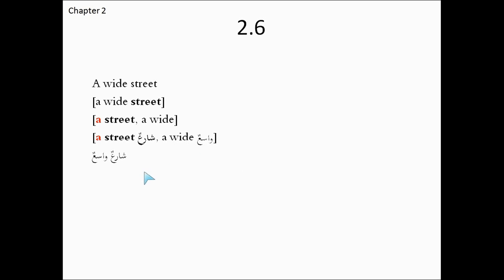2.6. A wide street. Note, this is not a sentence. So let's identify what we have: a noun and an adjective. The word that's being described is street, and a wide is the adjective. So we're going to rearrange the order. We're going to add a in front of street. In Arabic, we start off with the described word and then the describing word. A street, a wide. A street is shari'un. A wide is wasi'un. We check the genders. They're both male, so we don't need to do anything with that. Shari'un, wasi'un. This is not a sentence. This is just a phrase.